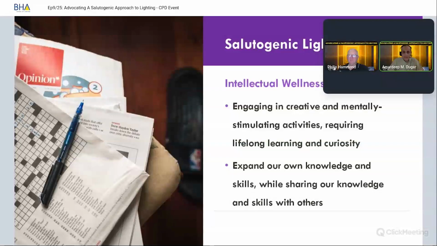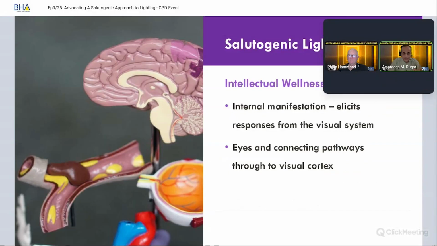So how does this relate to lighting? It's an internal manifestation which is elicited by something called the visual system. Now, our perception, or how we see the world, depends on three systems that we've talked about. First was the circadian system, the perceptual system, and most importantly, the visual system. And this is about how the eyes and all these connecting pathways from the eyes to the brain and the visual cortex work together. So, how does the eye and the brain perceive anything in our space?